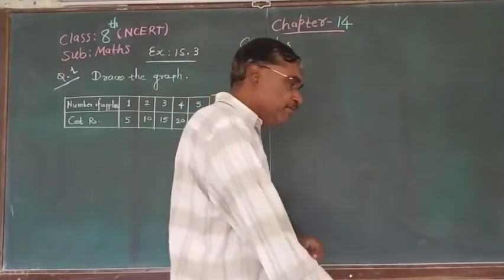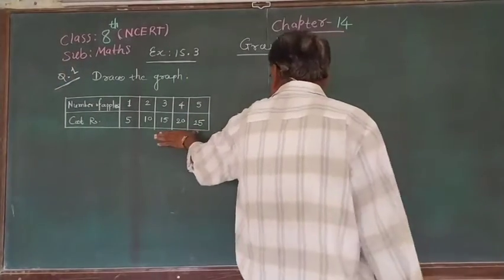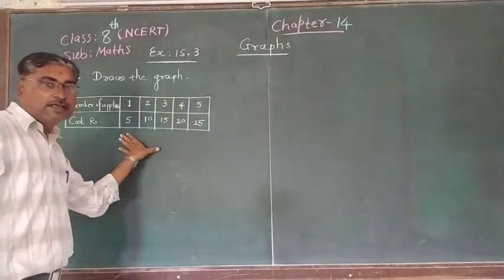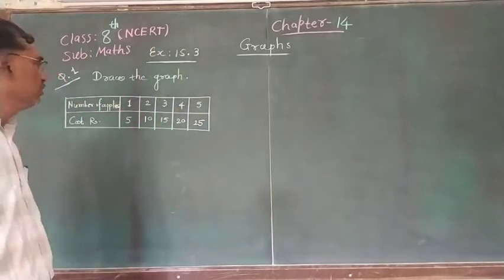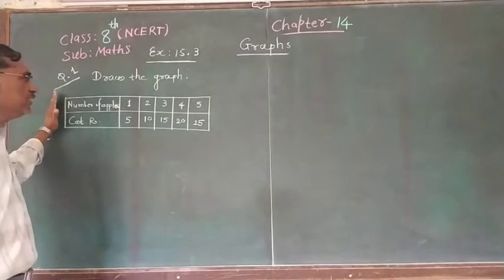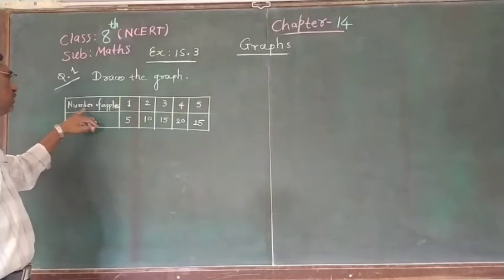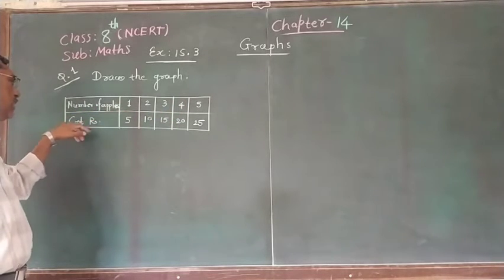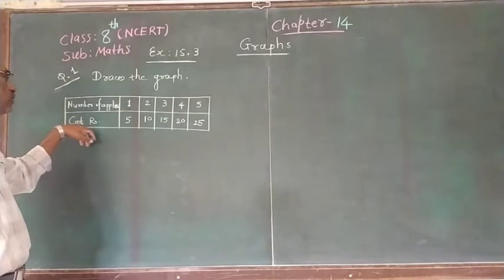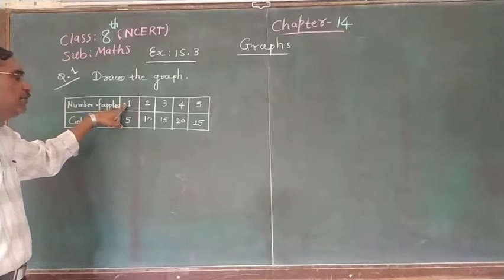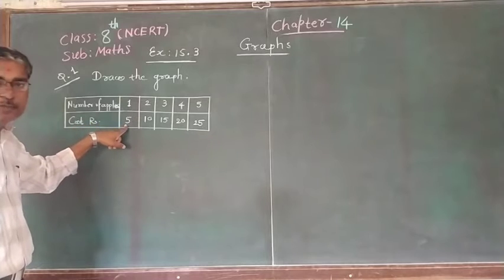In exercise 15.3 you have been given a table, and from the table we have to draw the graph, that is a line graph. First understand the table very well. In the first column you have the number of apples, and in the second column the cost in rupees. If you buy one apple, you pay 5 rupees.